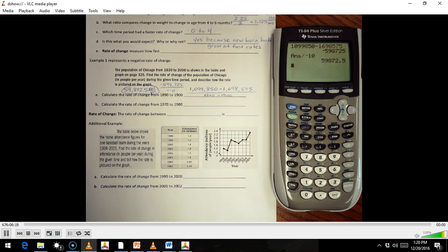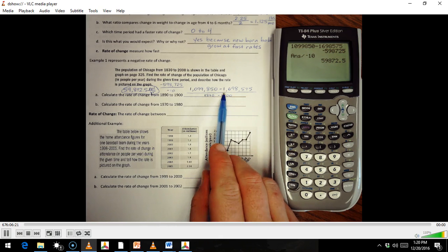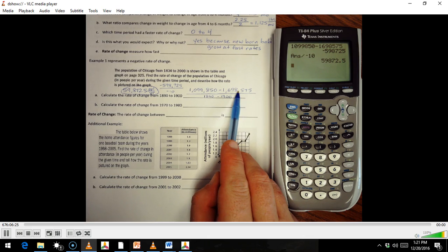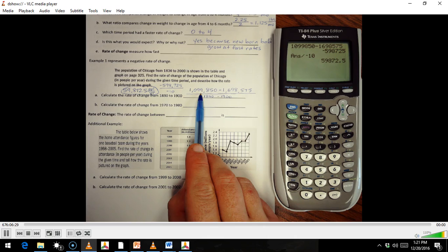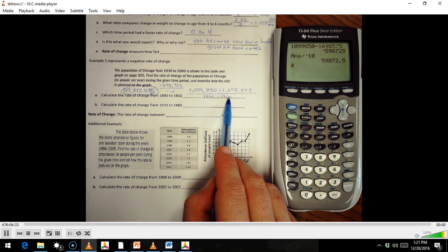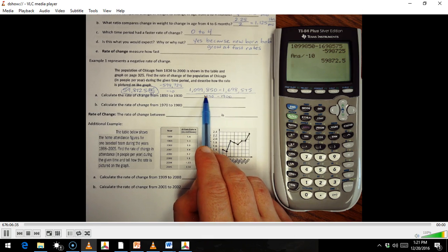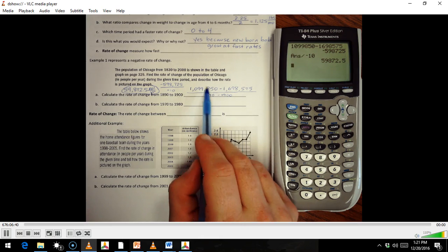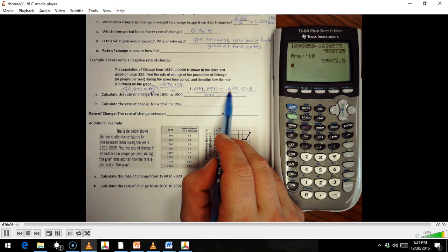Oh, by the way, before we go on to 3B, I could have switched this around and gotten the exact same answer. So if I did 1,698,575 minus 1,099,850, I'd have to do in the bottom 1900 minus 1890. The order actually doesn't matter as long as you're consistent. So these numbers right here have to be year and population match, and these have to be a year and population match. The order doesn't matter. Either way, you're going to get the same answer.